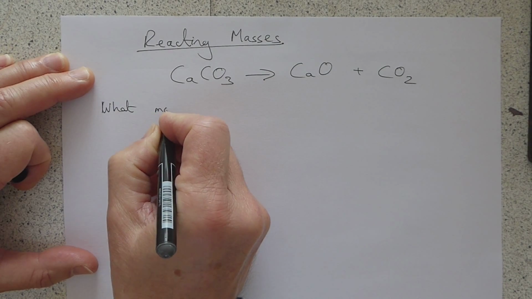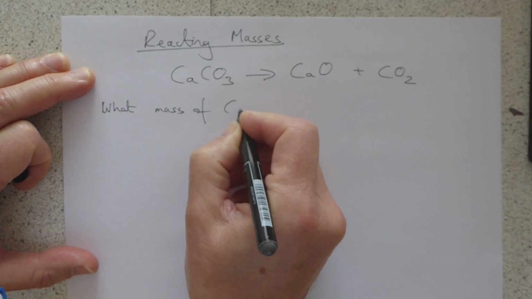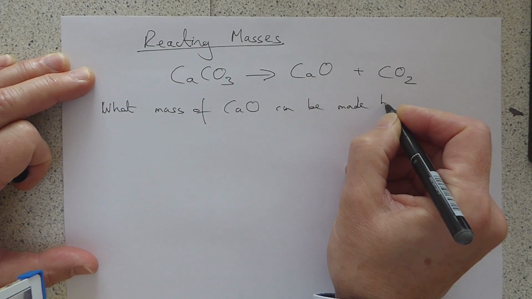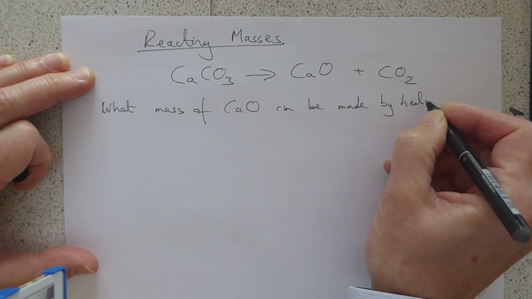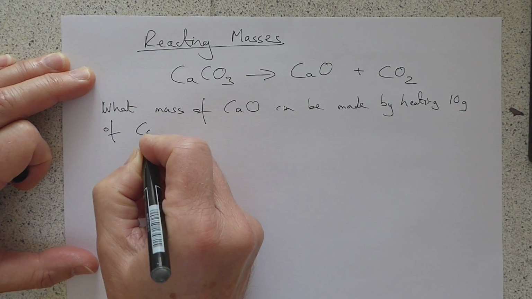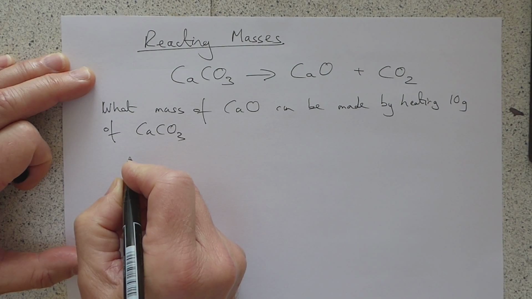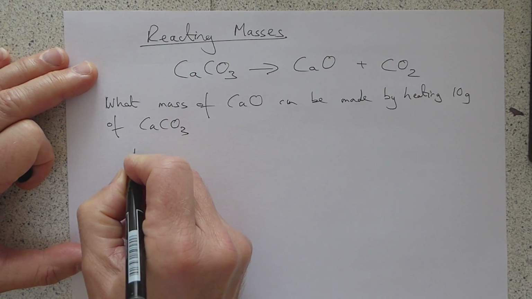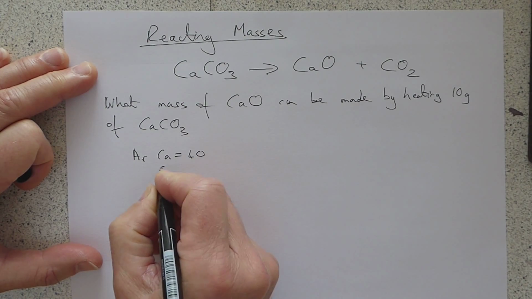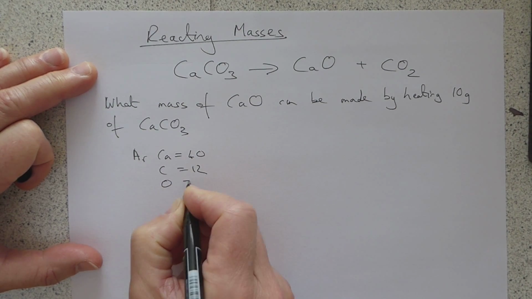What mass of CaO can be made by heating 10 grams of CaCO3? And at a GCSE level, you're always given the AR values. Calcium is 40, carbon 12, oxygen 16.